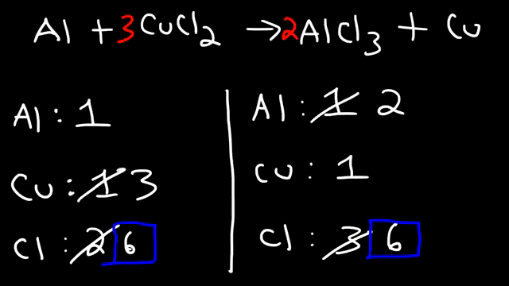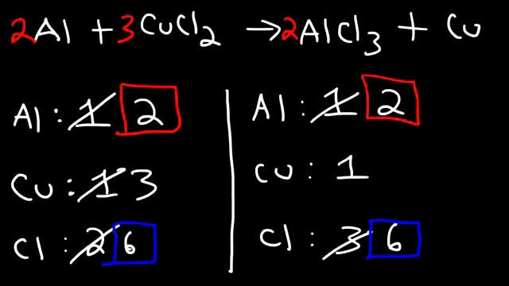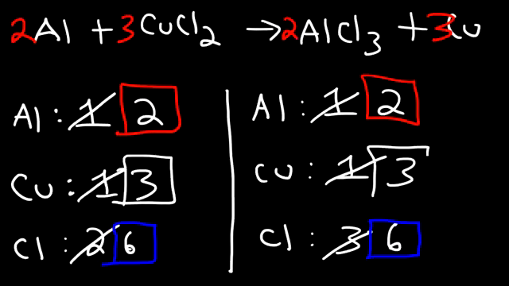Now, to balance the number of aluminum atoms, we need to put a 2 on the left side in front of Al. So this changes to 2. And so now these are the same. And in the case of copper, we need to put a 3 in front of Cu, so that there's 3 copper atoms on the right side. So now the number of aluminum atoms, copper atoms, and chlorine atoms are the same on both sides. And that's it. That's all you got to do in this example.